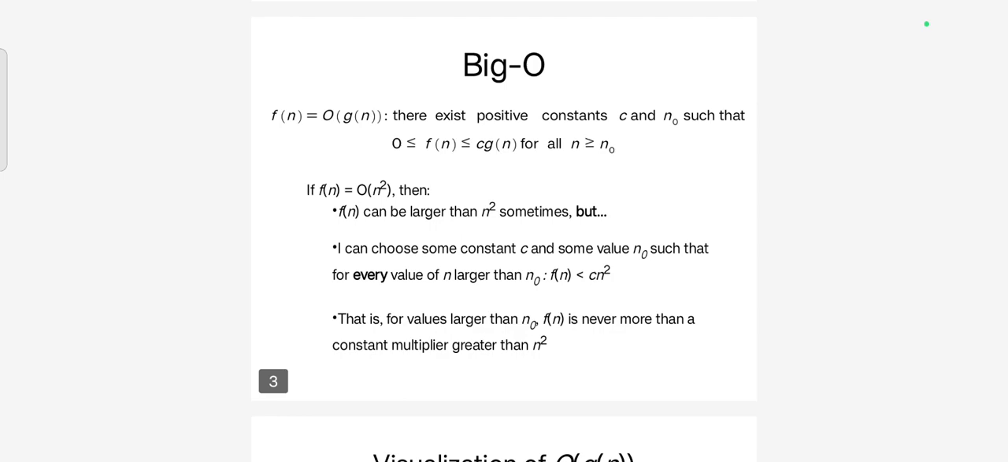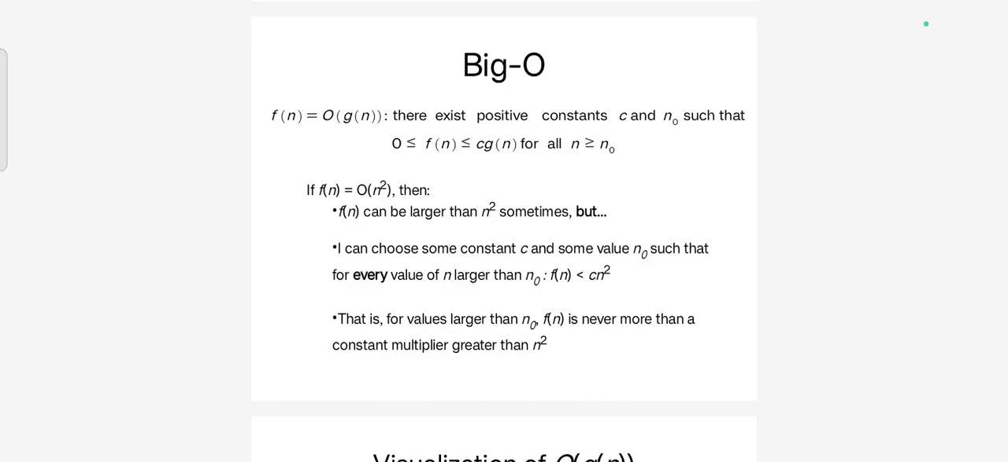Let's see the definition. First we'll go for big O. Here f of n equals big O of g of n if there exist positive constants c and n naught such that 0 is less than or equal to f of n, which is less than or equal to c g of n for all n greater than or equal to n naught. For example, if we take f of n equal to big O of n square, it calculates how many times the process has been calculated, that is n square of time. So that has to be monitored over here.